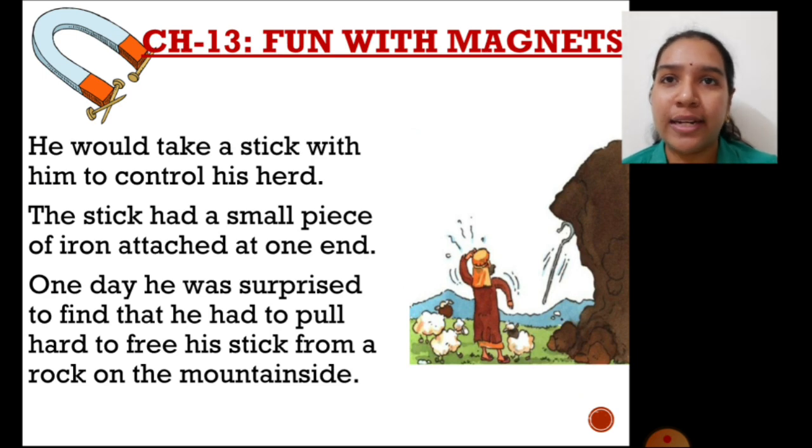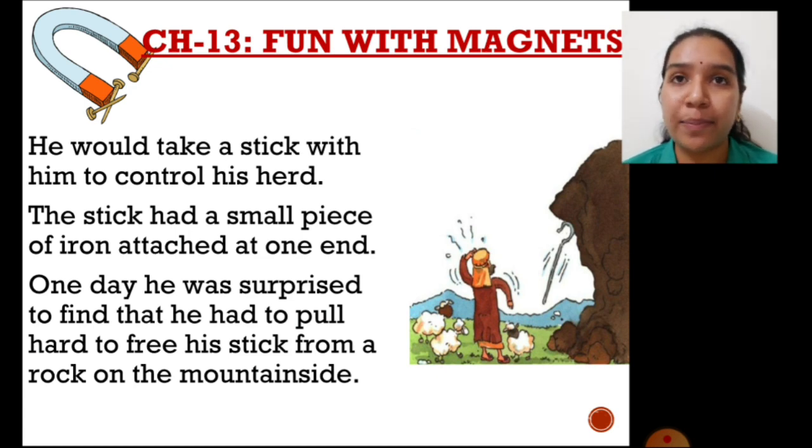He used to control his herd of sheep and goats to keep them all together in one place with a stick. This stick had a small piece of iron attached to it at one end. So one day, while he was on the way, controlling his herd for grazing, his stick got stuck on a rock on the mountainside. It was a little hard for him to pull that stick and free it from the rock. He was truly surprised by this incident.